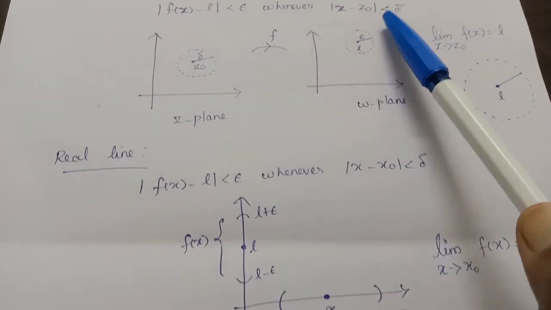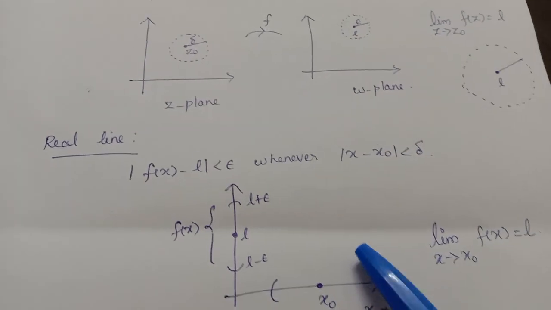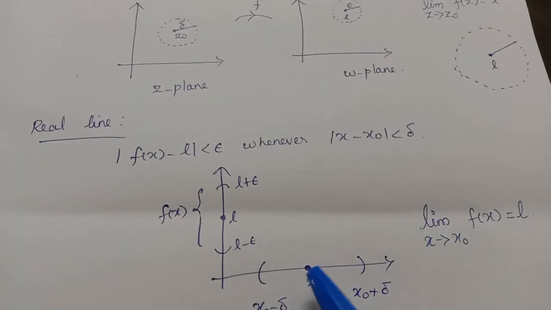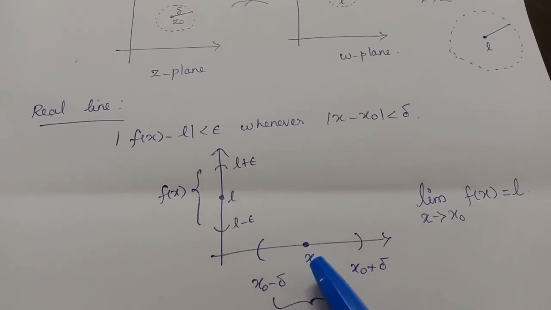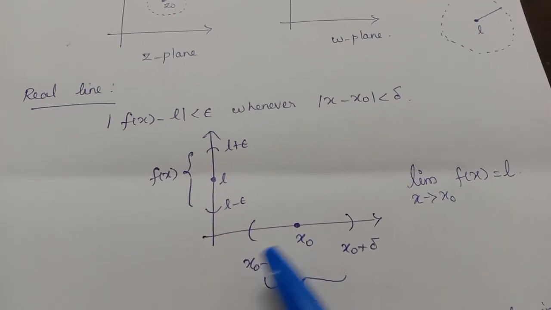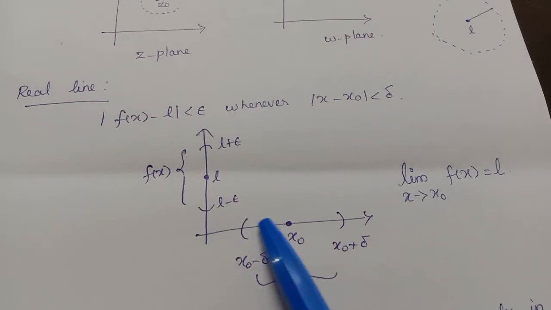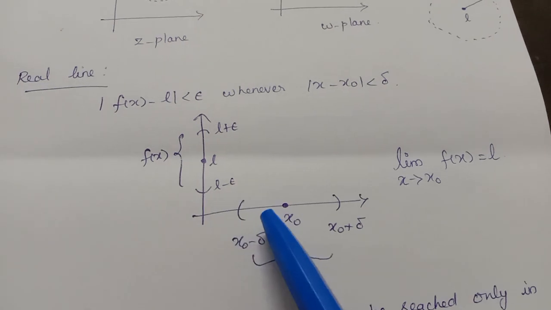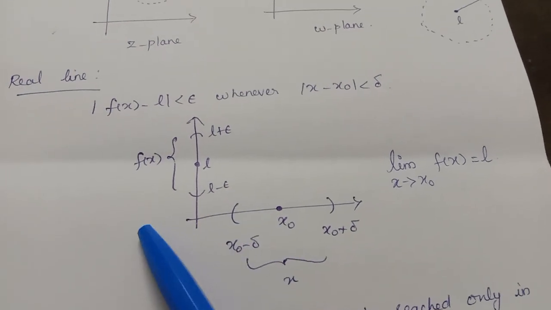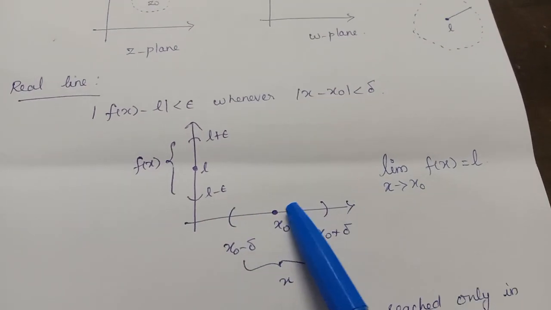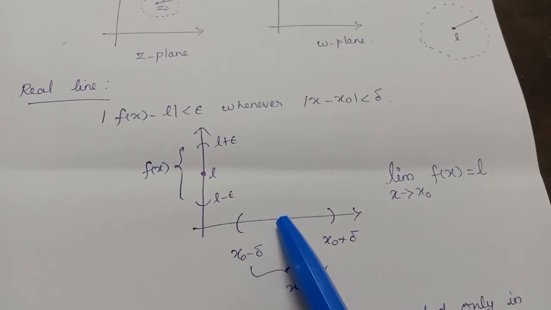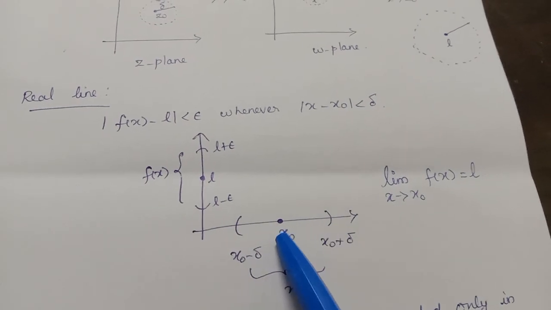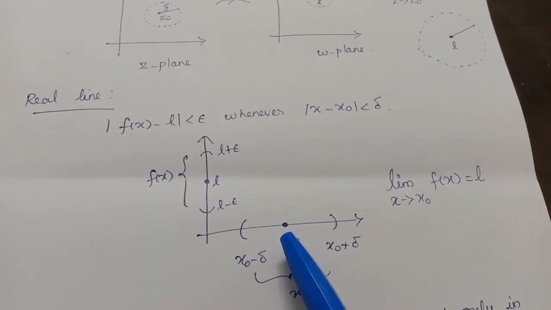See, here there is a huge difference between doing problems in the real line and in the complex plane. In the real line, approaching x naught is possible only in two ways. Either you can move from the left or you can move from the right. So for doing problems in real analysis, you have to take the left limit and the right limit. That means you are approaching x naught either from the left side or from the right side. Both should be equal to the value of f of x naught. Then we say the limit exists.